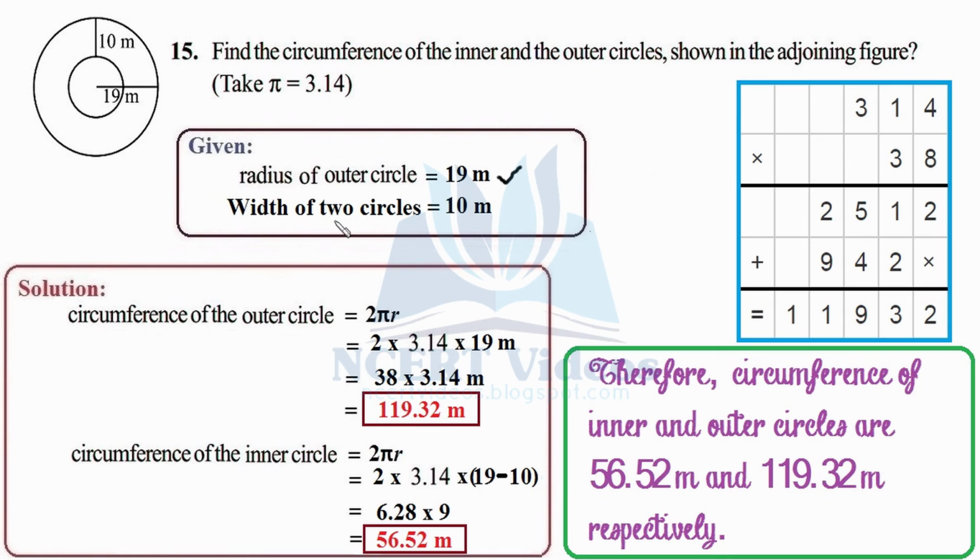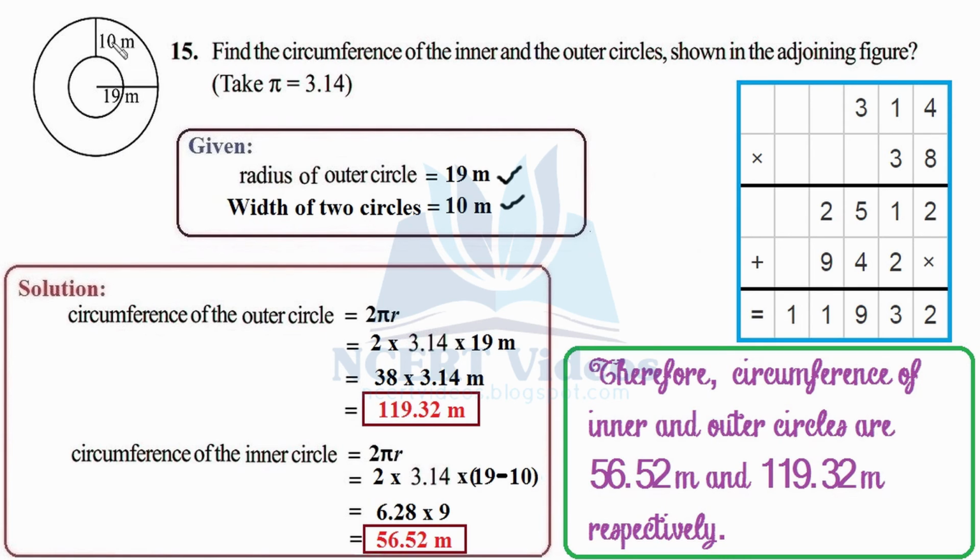Also, we are given the width of two circles. We are not given the radius of the smaller circle, we are given the width between these two circles, that is 10 meter. With this width, we will be able to find the radius of the inner circle, which we will do in the solution part. So the solution goes like this.